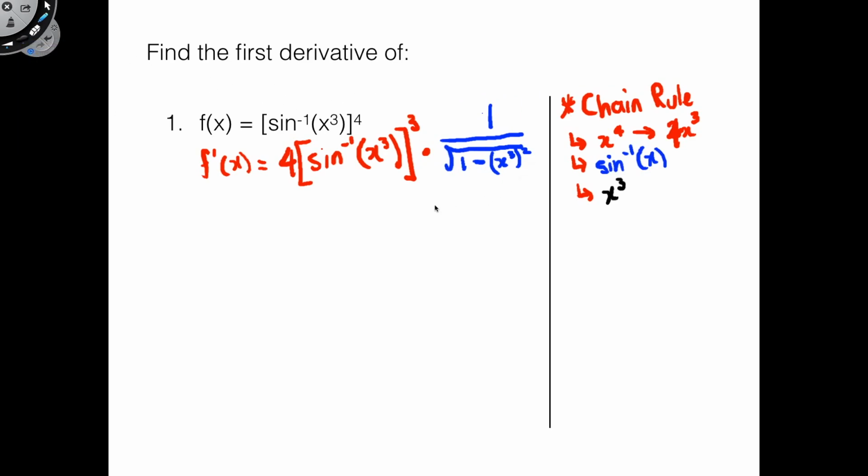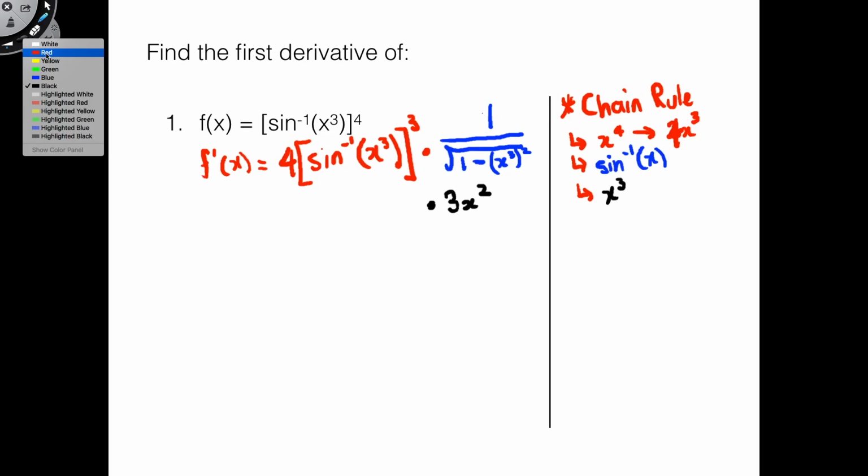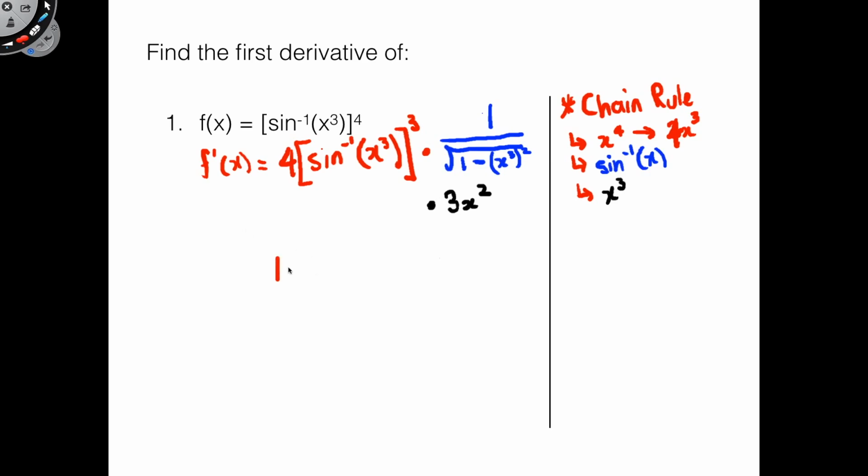Now our third function is x cubed, and the derivative of x cubed, of course, is simply 3x squared. And that's all the calculus you need to do really here for this particular example. Now all we're going to do is clean this up a little bit, so you'll finally end up with the following.